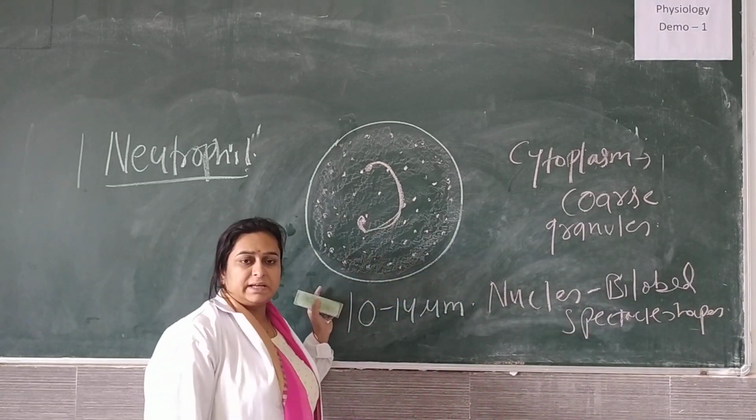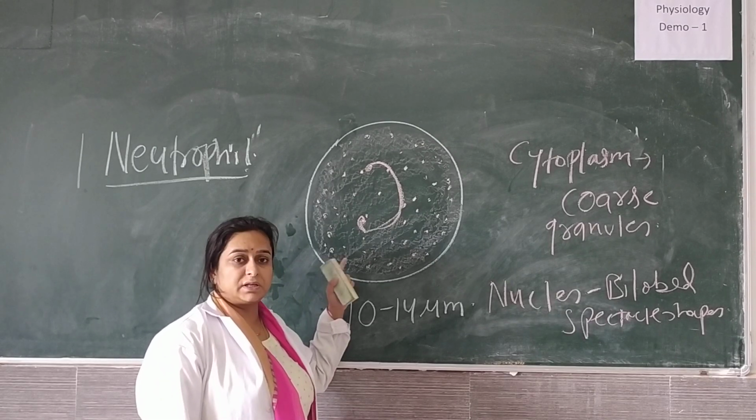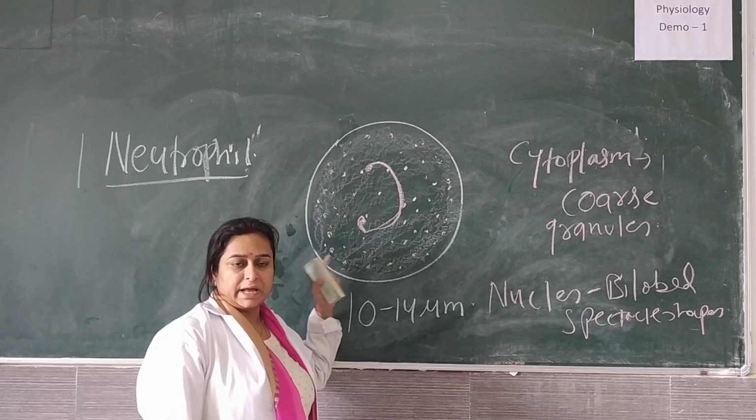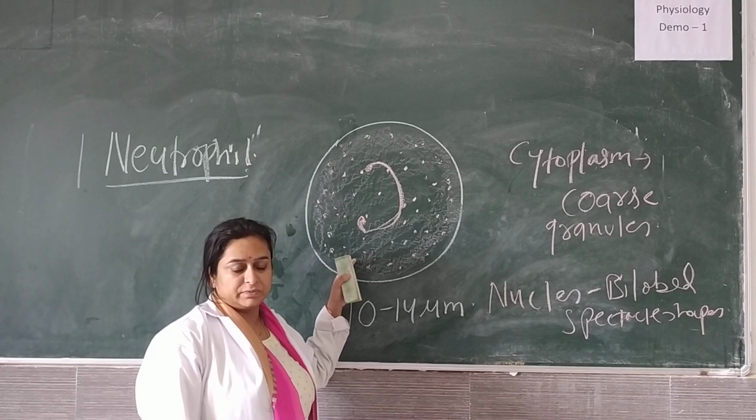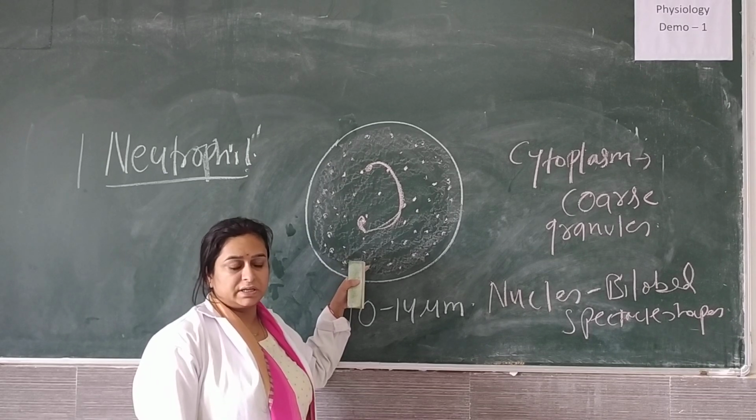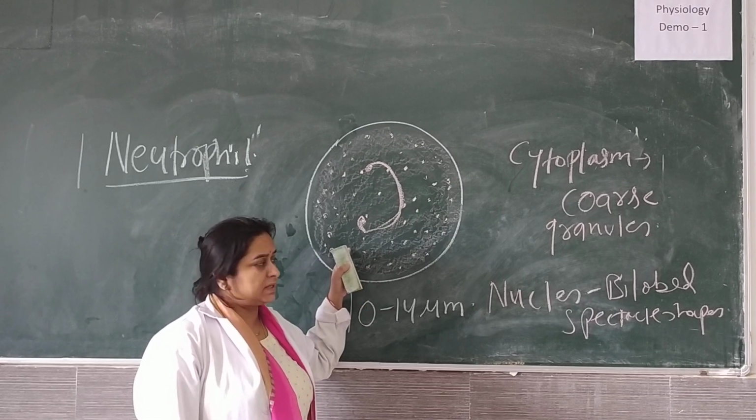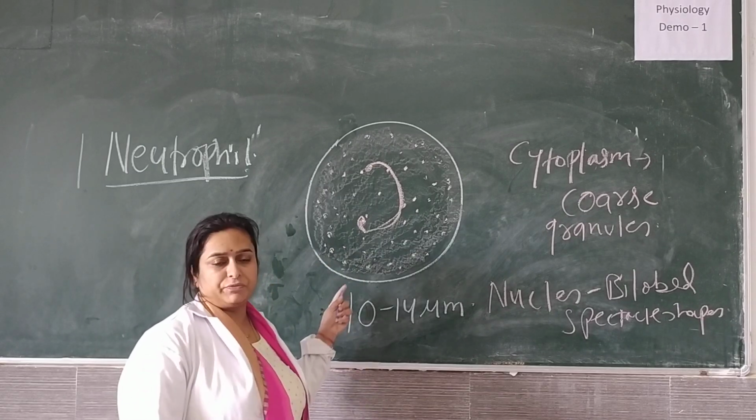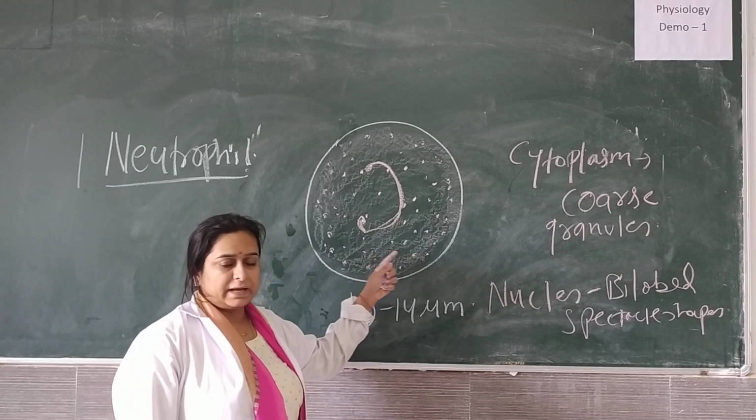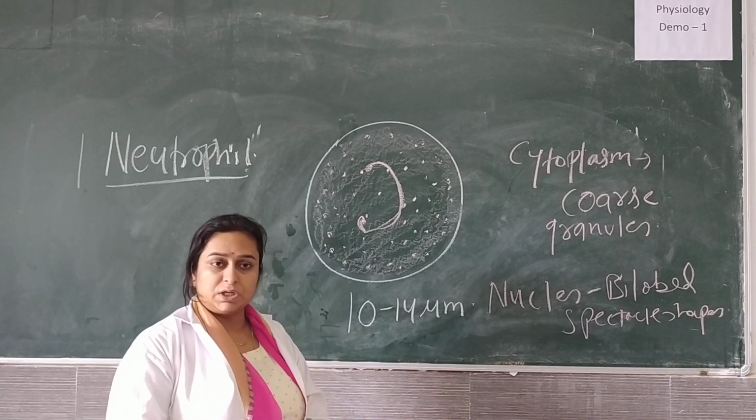Now, as we said earlier, the granules of neutrophil contain various other enzymes. Here also, the coarse granules of eosinophil contain very strong potent enzymes like MBP, that is major basic protein, and ECP. These types of enzymes are present in the granules of eosinophil. When we talk about the function of eosinophil, at that time we will discuss in detail the granules of eosinophil.